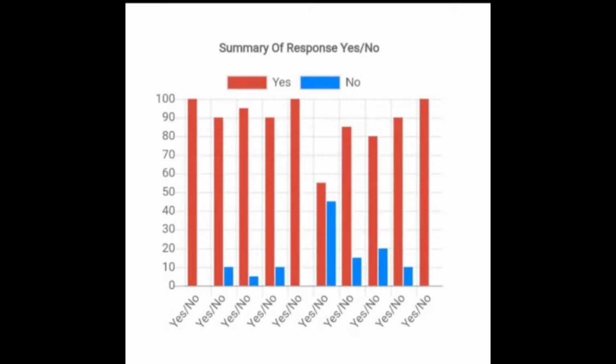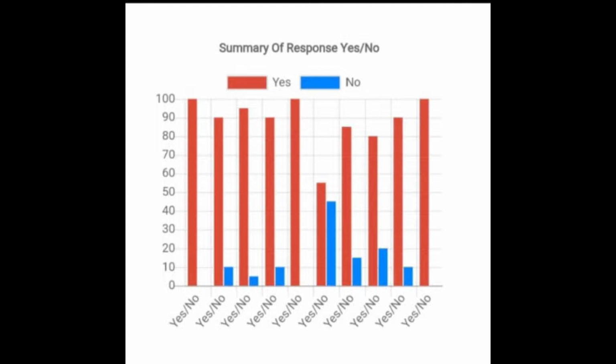The second graph shows the summary of the collected answers from the respondents in percentage. For item number 1, 100% answered yes and 0% answered no. For question number 2, 90% answered yes and 10% answered no. For item number 3, 95% answered yes and 5% answered no. For item number 4, 90% answered yes and 10% answered no. For item number 5, 100% answered yes and 0% answered no.